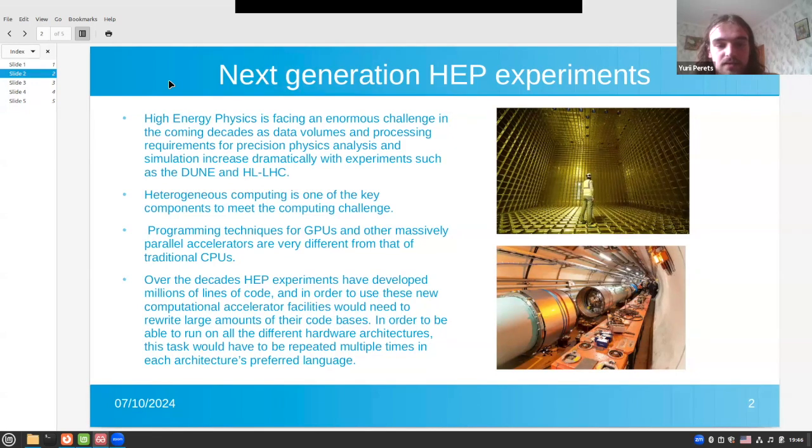And this task should be repeated multiple times in each architecture's preferred language, so it would be very time consuming and expensive. So we need some solution so we could write our code once and run it on all the other architectures. And this solution is the Alpaka library. So firstly, we start with an overview of the parallelization of data in the Alpaka library.